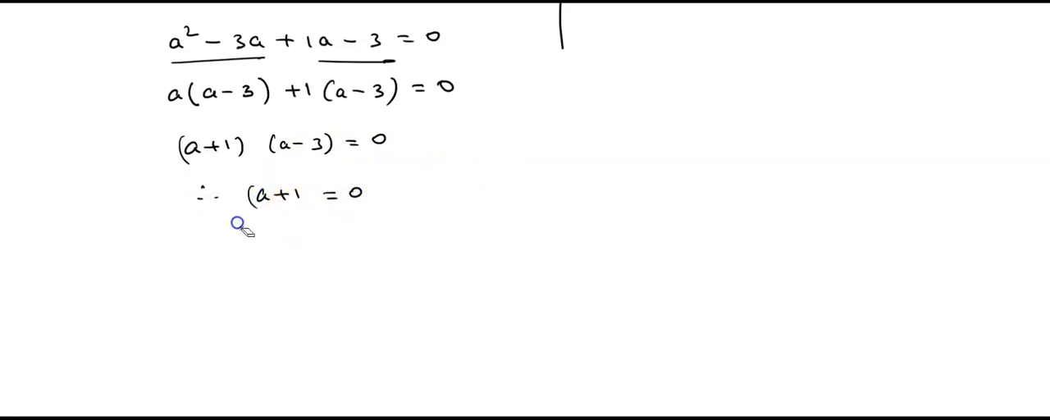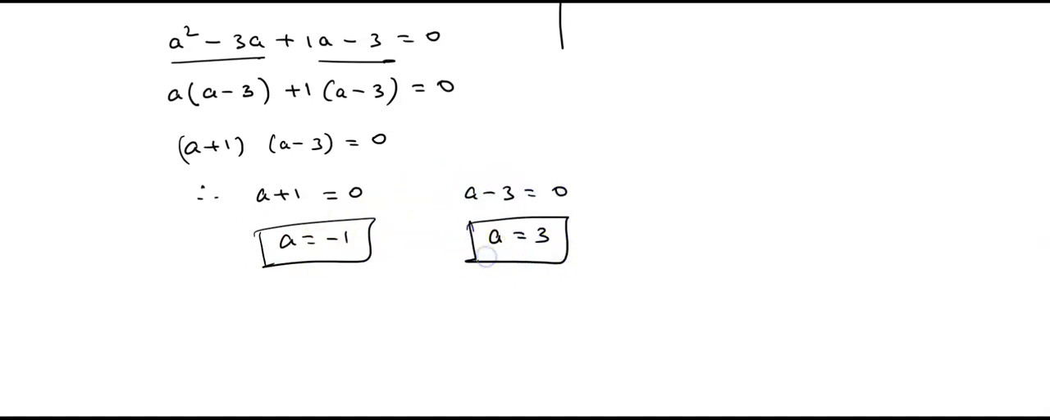If you want you can write bracket, if not you can leave as it is. So a is equals to minus 1. Then a minus 3 is equals to 0. Therefore a is equals to plus 3. I hope you have got the solution.